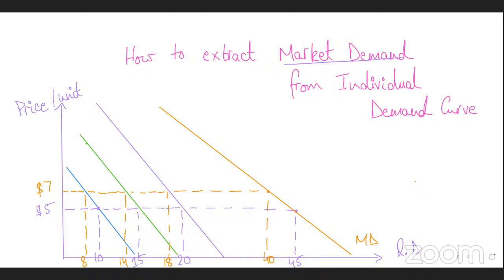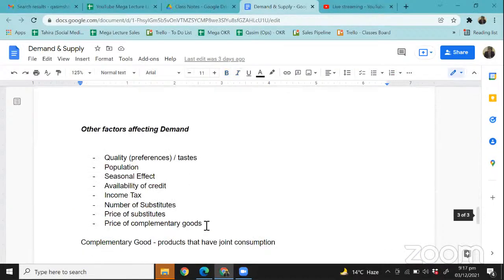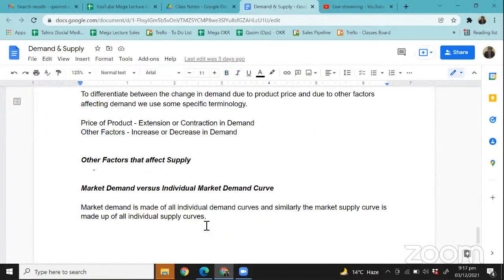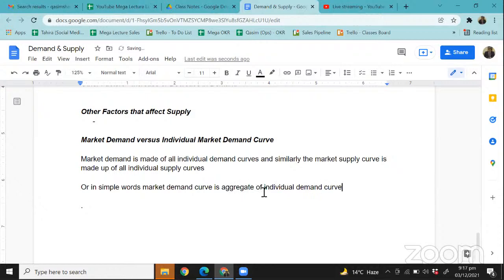Let me write down the definition, right? So what is the market demand curve? The market demand curve is the sum of individual demand curves. That's the first simple thing that you need to know, right? The market demand curve is made up of all individual demand curves, and similarly, the market supply curve is made up of all individual supply curves. Or the market demand curve is the aggregate of individual demand curves, right?